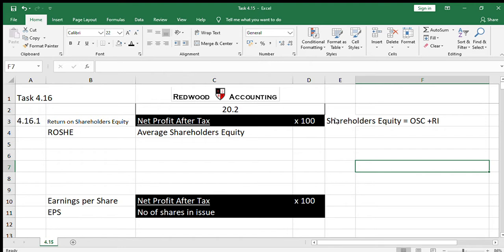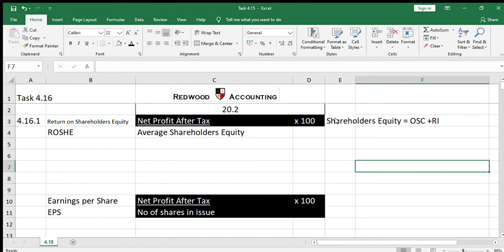Out of these three ratios, the return on shareholders' equity is similar to the return on partners' equity that you did last year. But obviously this time it's going to be on shareholders' equity. Earnings per share and dividends per share are new ratios for this year, but they're quite easy to calculate. Remember, most of the time you again will be given these formulae in your formula sheet. However, you will have to know what the formulae are because they will not be labeled. Okay, so let's start with task 4.16 for Wembley Limited.